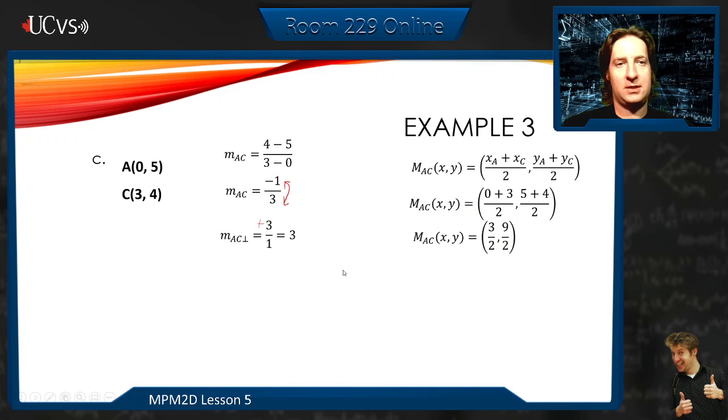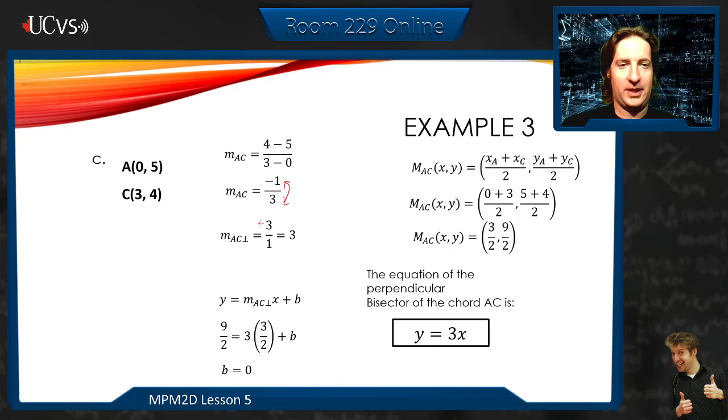Now let's plug those into an equation here. So y is going to be 9 halves. The slope is going to be 3 from our original calculation. The x is going to be 3 halves. I'm going to plug all that in. 3 times 3 halves is 9 halves. So for 9 halves equal to 9 halves plus something, the only thing that will make that true is 0. So then I have my final answer: y equals 3x. Does that make sense? That the equation of the perpendicular bisector of the chord AC is y equals 3x?